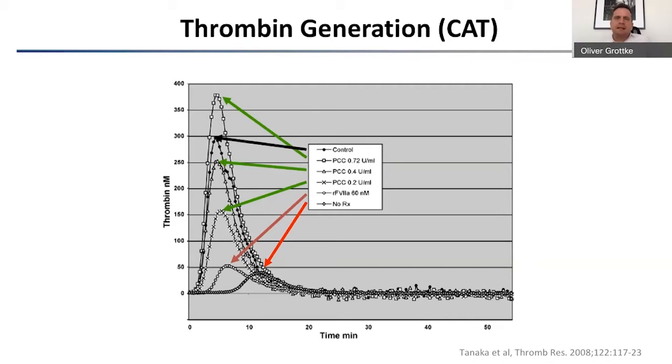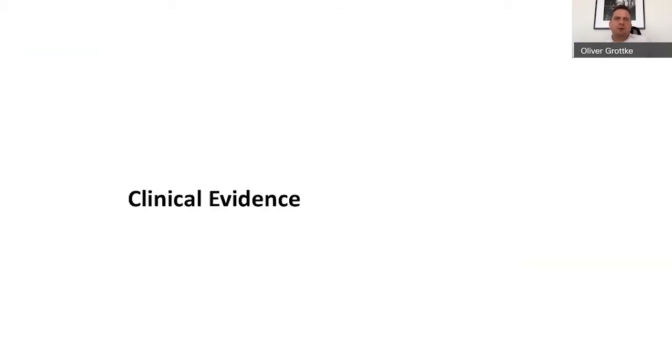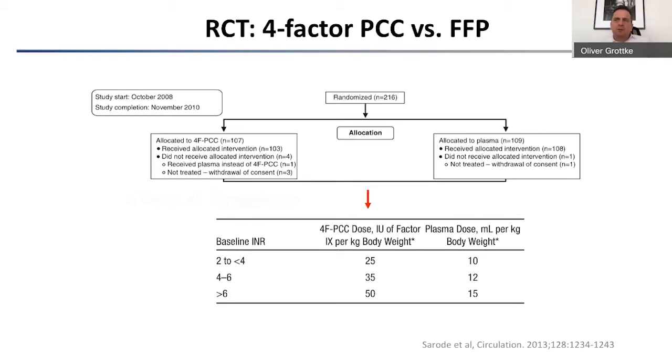So what's the clinical evidence? The first studies, which I'm not going to show you, were performed in Berlin by Hanno Riess, but the milestone study here was from Sarode, which was published in 2013. This was the licensing trial to bring the 4-factor PCC also to the US.